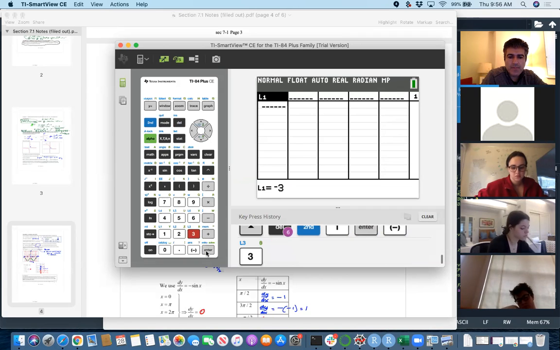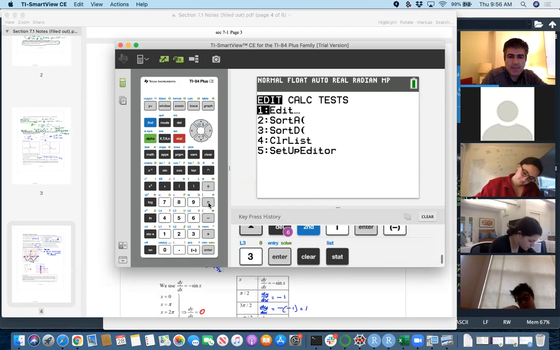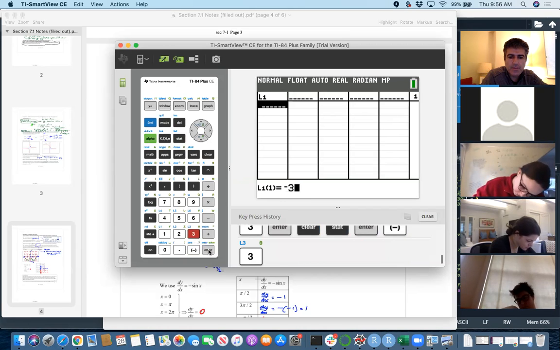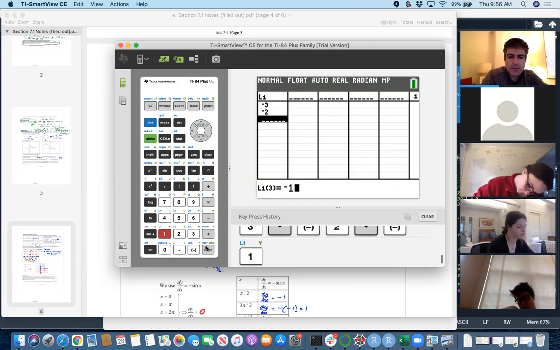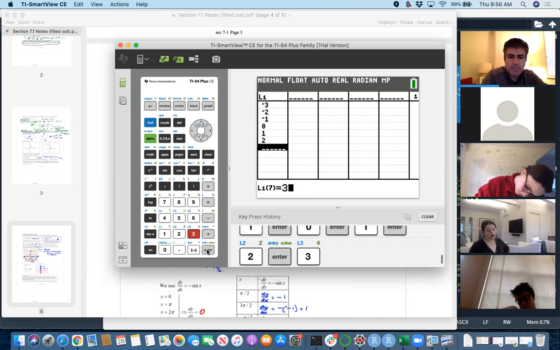Negative 3, enter. Oh, why is it bugging out? Stat, edit. Okay, negative 3, negative 2, negative 1, 0, 1, 2, and 3. And then you can just quit out to the home screen.